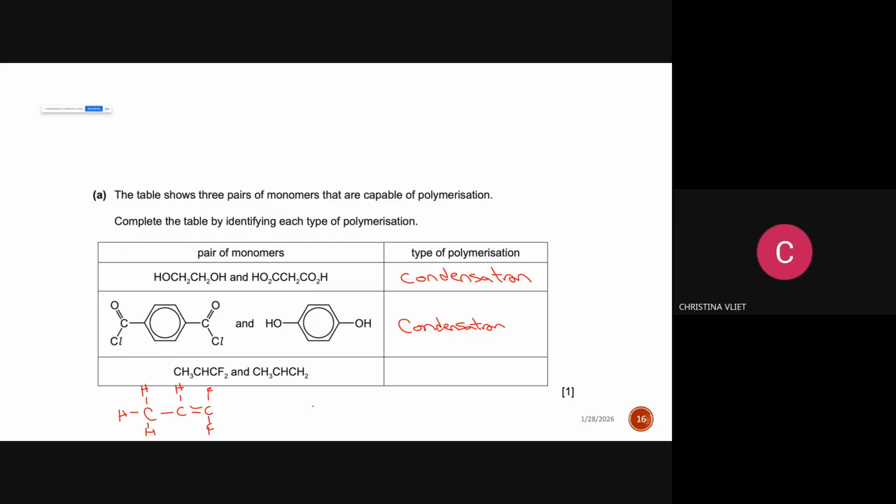I mean, you could just say that I don't see the OH in the Cl group. I don't see the H in the OH groups. So it's not going to be the condensation. It has to be the other one. But if they gave you the option for it's neither, then you better check it out, right? So this one would be addition.